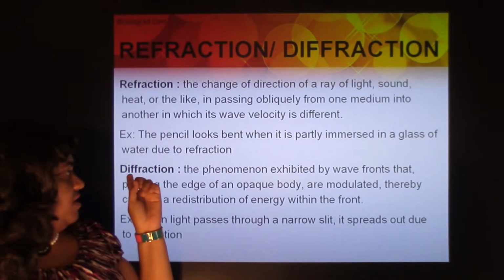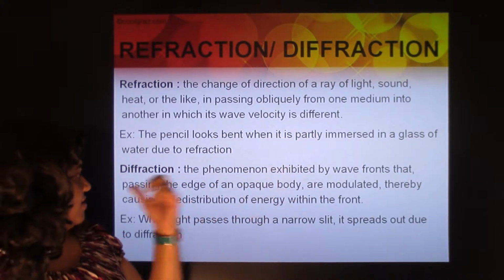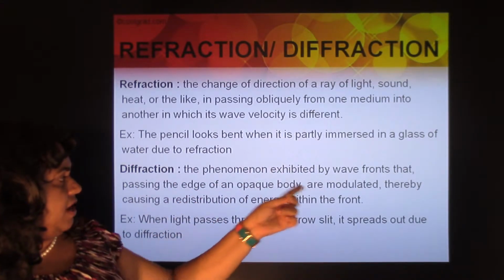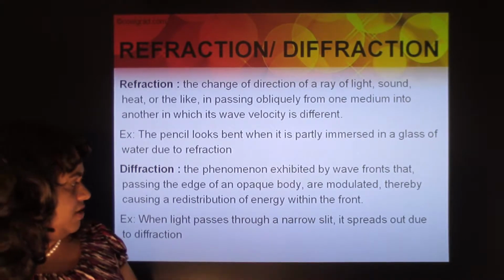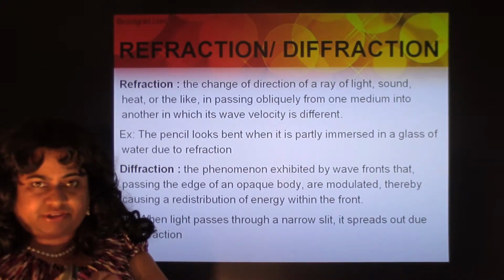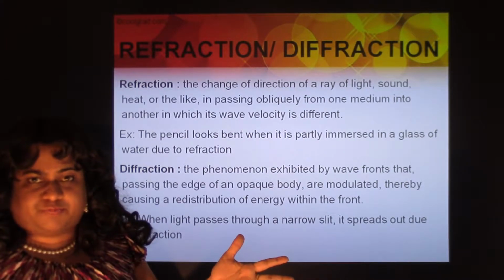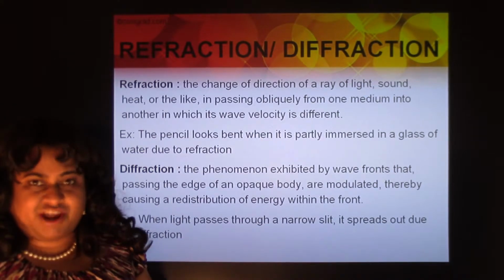This bending is called refraction. Diffraction, with a D over here, is very different. It is the phenomenon exhibited by wave fronts that, passing the edge of an opaque body, are modulated, thereby causing a redistribution of energy within the front. So when you pass light through a narrow slit, it spreads out, that is diffraction. Refraction is very different from diffraction.